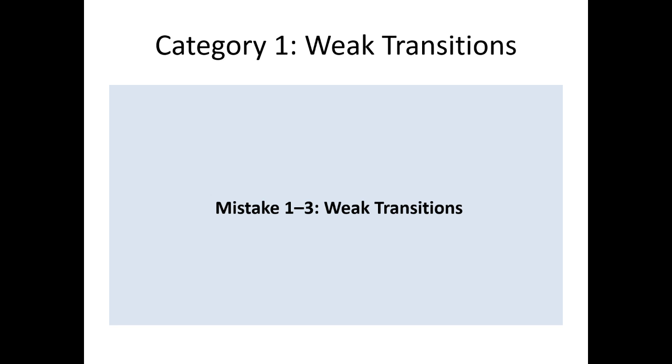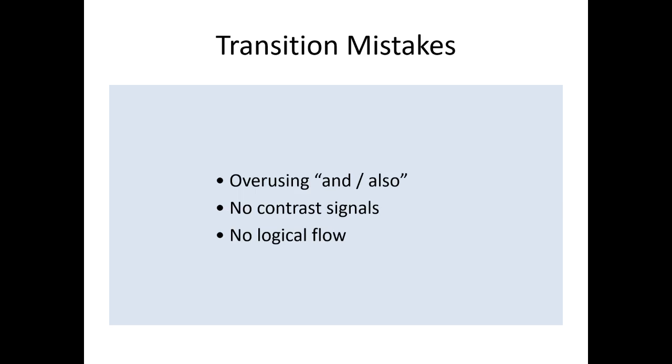First category is transitions. Most candidates use very basic connectors like also, and, or because. This creates a flat structure. High-level writing uses transitions to show logic progression and not just connection. If your paragraphs feel disconnected, it's usually because your transitions are weak. You need to guide the reader through your argument, not just list ideas.